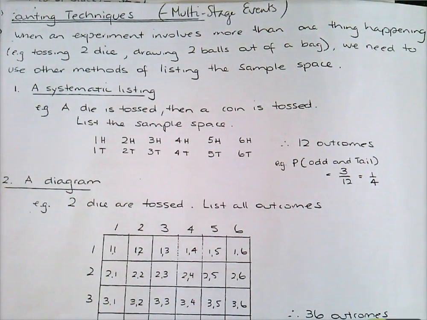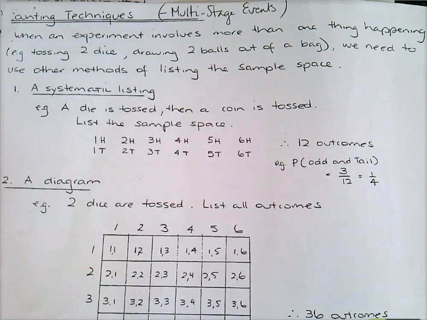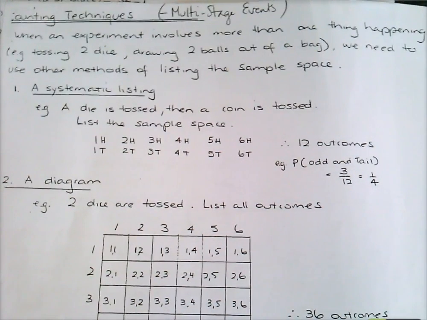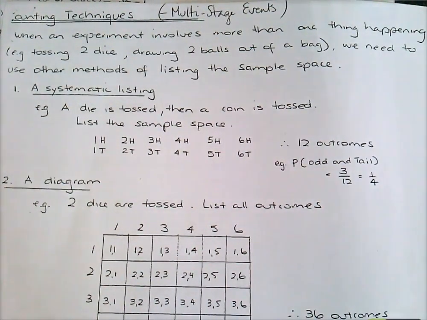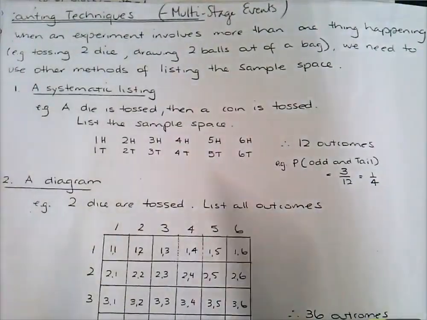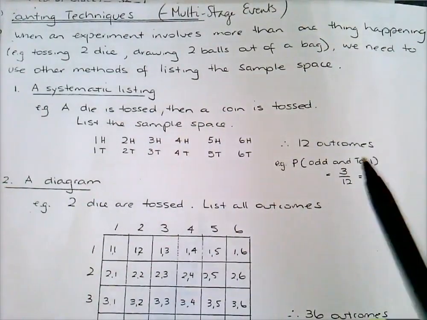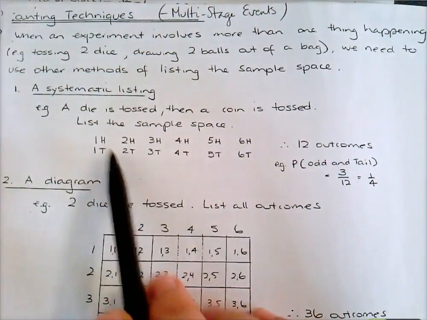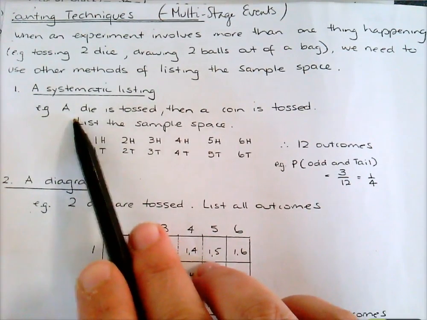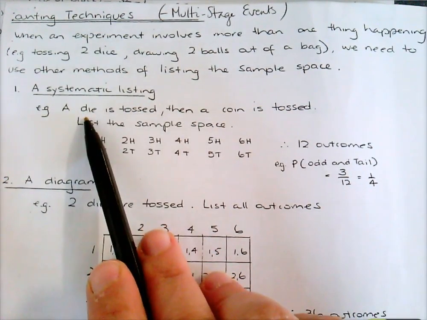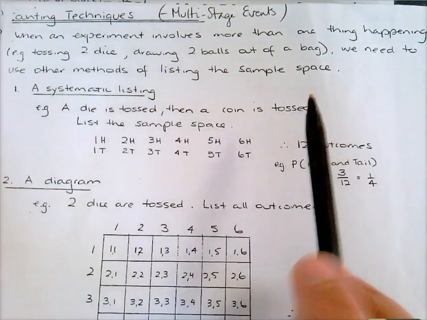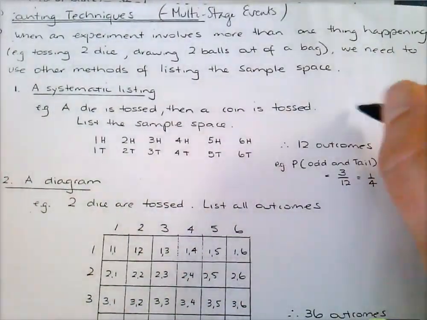If you toss two coins at the same time, we treat it in the same way as tossing one coin, picking it up and tossing another. The tree diagram that you will draw will be the same. So as soon as something's happening more than once, there is more than one event happening, that's multi-stage. Now, when you have multi-stage, there are three ways that you can work out all the outcomes. The first one is a systematic listing.